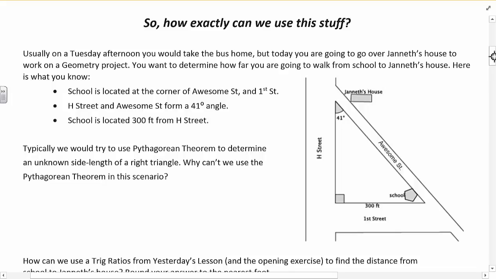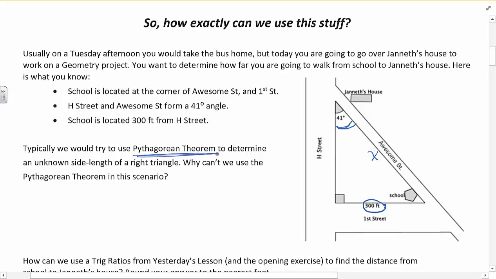So let's say we have this. Usually on a Tuesday afternoon, you take the bus home, but today you're going to go to Jeanette's house. School is located at the corner of Awesome Street and First Street, and Jeanette is at the corner of Awesome and H. Typically, we'd use the Pythagorean theorem. So let's say I know it's 300 feet right here, and I know that this is a 41-degree angle, and we want to determine how far we're going to walk from school to Jeanette's house. We want to know this distance.